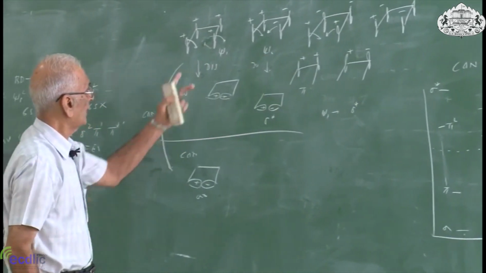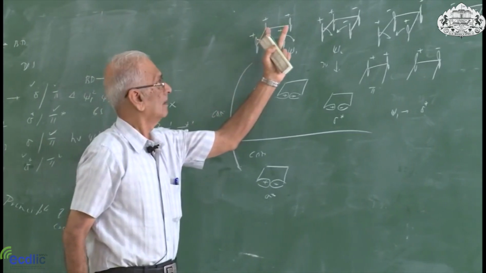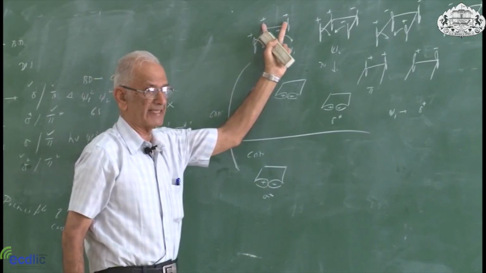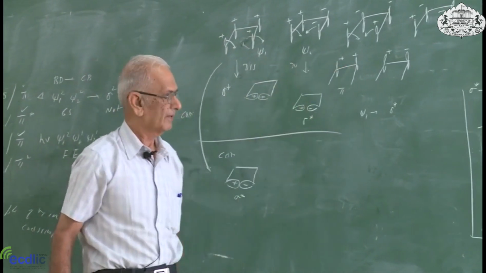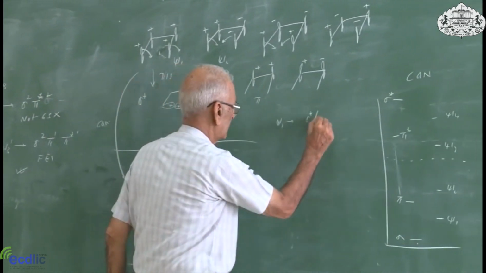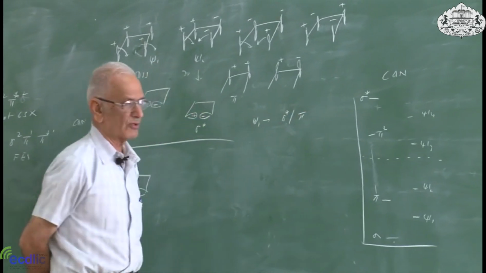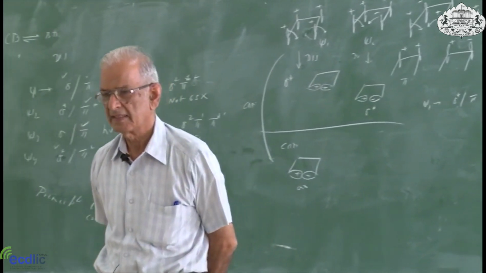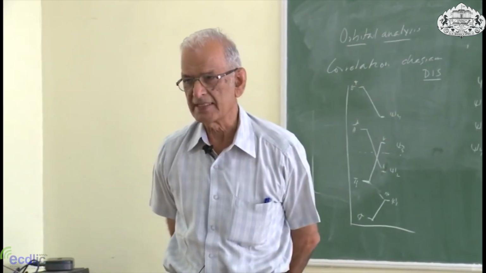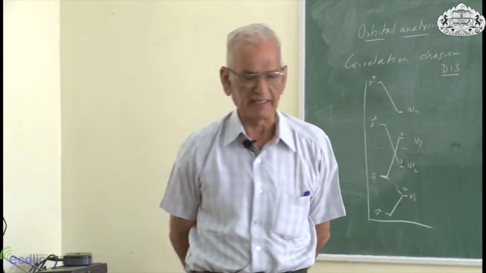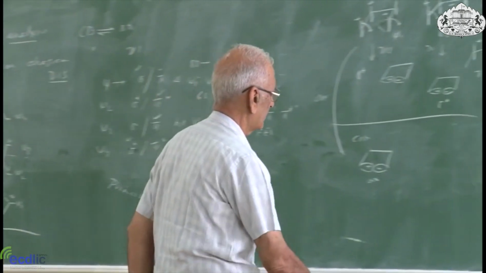Look at the middle orbitals. Middle orbitals have same sign. Therefore, it will correlate with pi. So, psi 1 will correlate with sigma star or pi. Pi is the orbital of lowest energy. Therefore, I will correlate with pi.